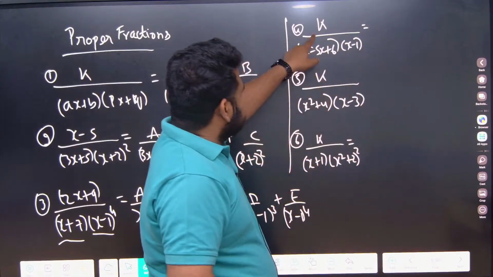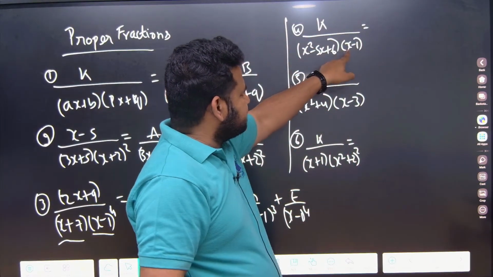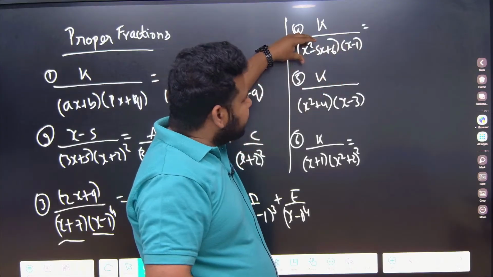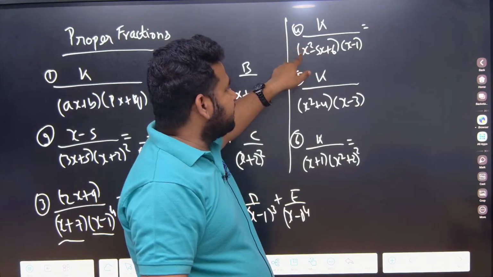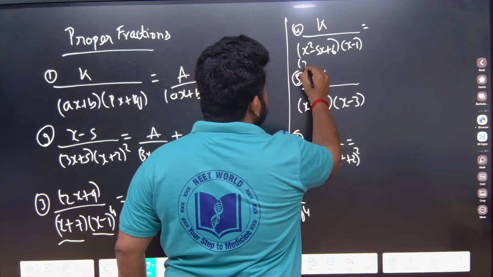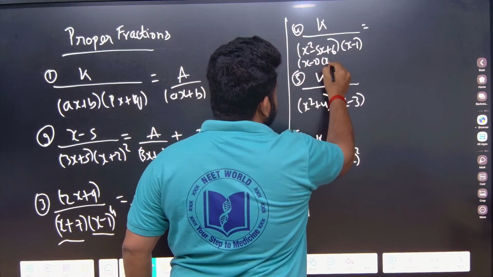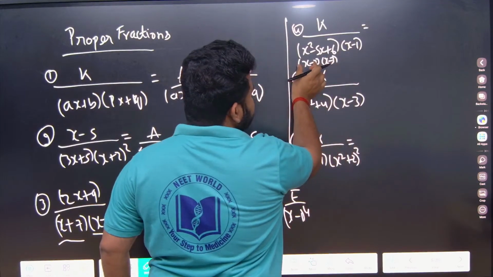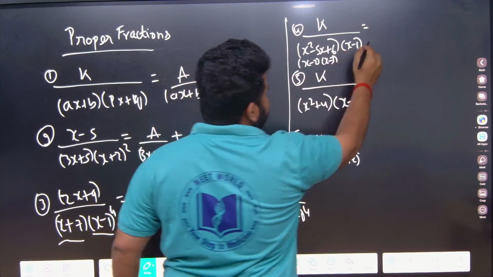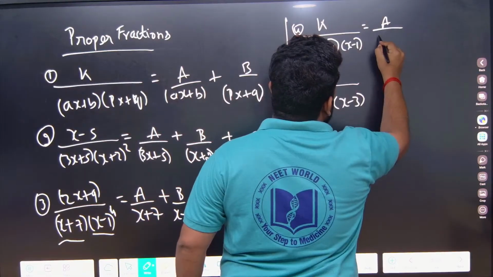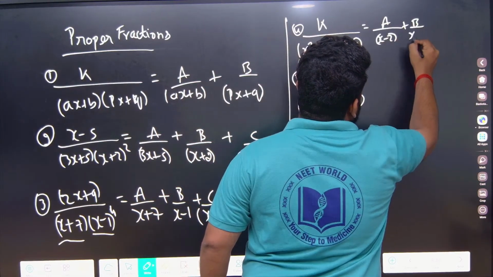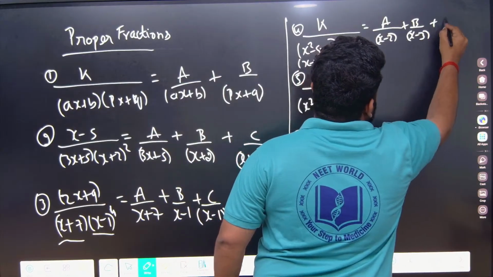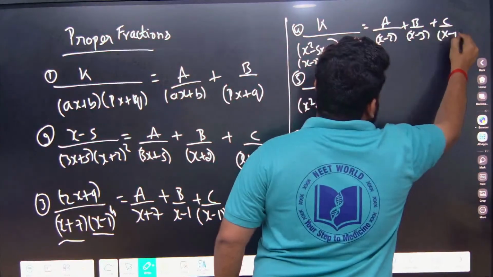Now observe carefully, what they have given is k by (x square minus 5x plus 6) into (x minus 1). Whenever they give a quadratic like this, check if it is factorizable. It is factorizable definitely. I can write it as (x minus 2) into (x minus 3). So the denominator becomes (x minus 2)(x minus 3)(x minus 1). So I can write 3 constants in the linear form: A by x minus 2 plus B by x minus 3 plus C by x minus 1.